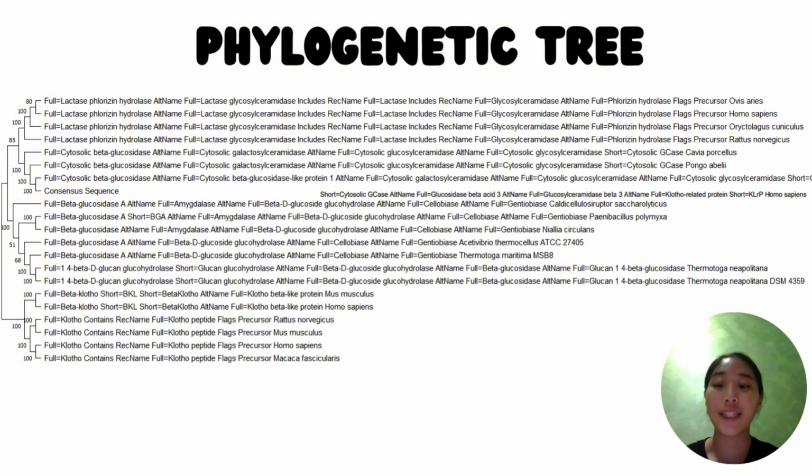Full beta-glucosidase of Caldicellulosiruptor saccharolyticus, Paenibacillus polymyxa, and Agrobacterium, beta-klotho of Mus musculus and Homo sapiens, and klotho contains Lecnem of Rattus norvegicus, Mus musculus, Homo sapiens, and Macaca fascicularis show the longest branch lengths, where there is significant evolutionary divergence among them.